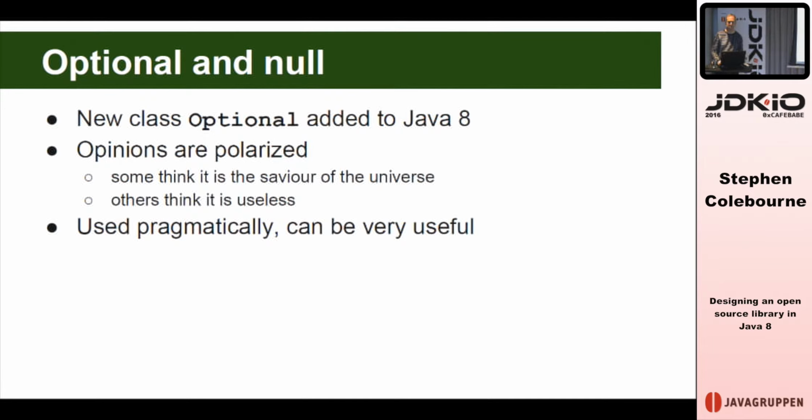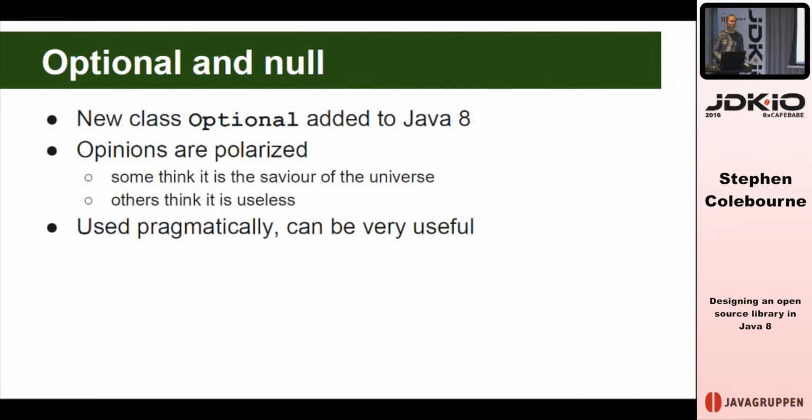Optional and null. So there's a new class called Optional, added in Java 8. It's for things that are, well, optional. It polarizes opinions. If you go to the internet and you write a blog post about Optional, you'll get 6,000 comments in return where everybody will express their own personal opinion as to how you should use Optional and how you shouldn't use Optional, and it's the savior of the universe or it's completely useless.